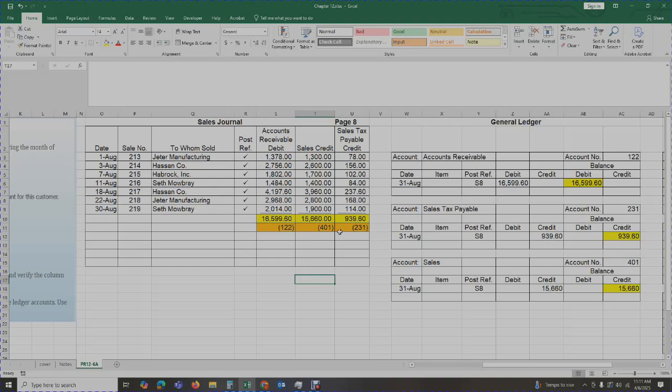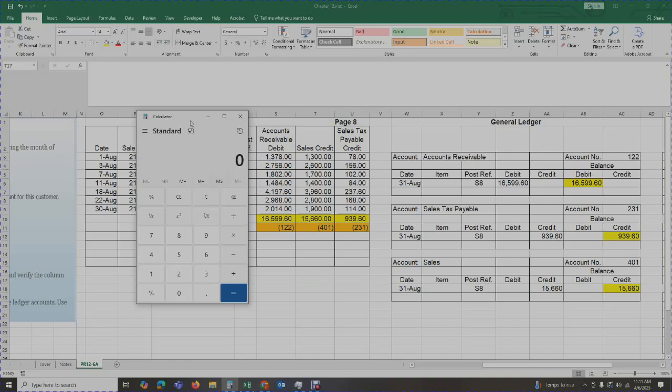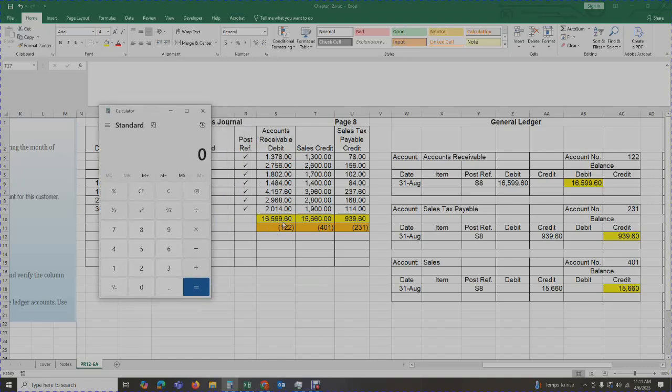Now, before I move forward, we need to make sure that we are in balance, right? We need to make sure that our debits equal our credits. I have one debit of $16,599.60, and I've got 2 credits, one for $15,660 and one for $939.60. The sum of my 2 credits equals my debit of $16,599.60. It is critical that your debits equal your credits.